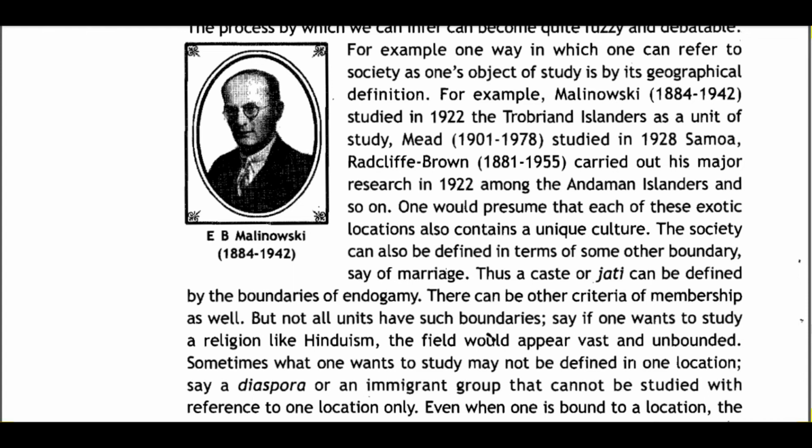The society can also be defined in terms of some other boundary, say of marriage. Thus, a caste or jati can be defined by the boundaries of endogamy. There can be other criteria of membership as well, but not all units have such boundaries. Say, if one wants to study a religion like Hinduism, the field would appear vast and unbounded. Sometimes what one wants to study may not be defined in one location, say, a diaspora of an immigrant group that cannot be studied with reference to one location only.